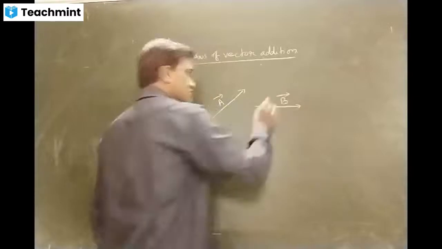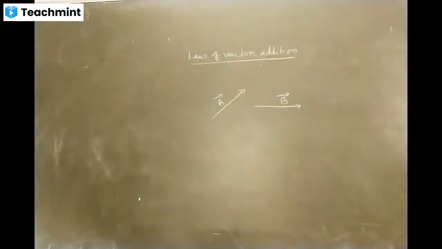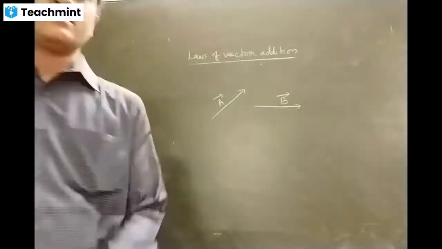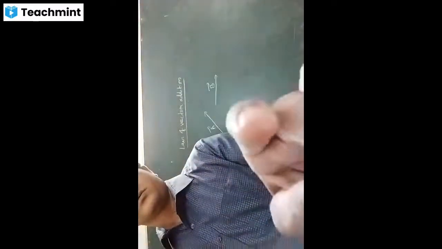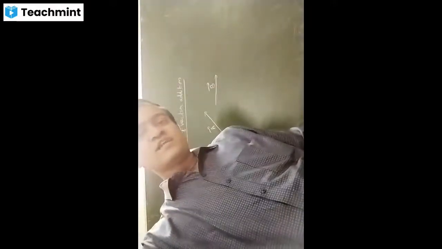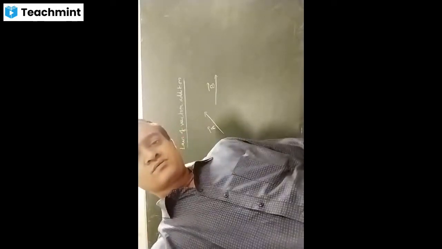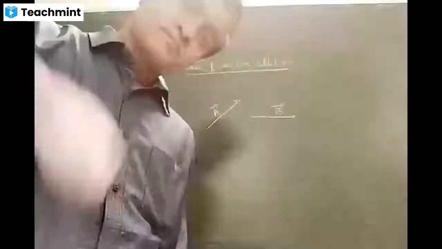As we have discussed just now, if I want to add a second vector to the first vector, what is the rule that we have to follow? The rule of addition of vectors I'm talking about. Sir, the tail of the second vector should coincide with the head of the first vector, sir.